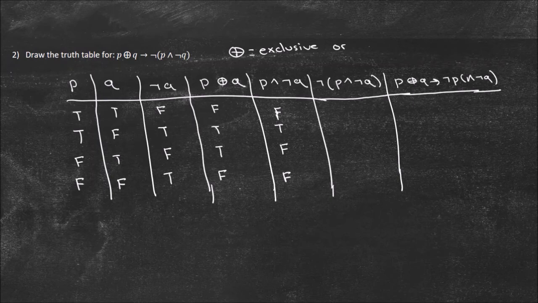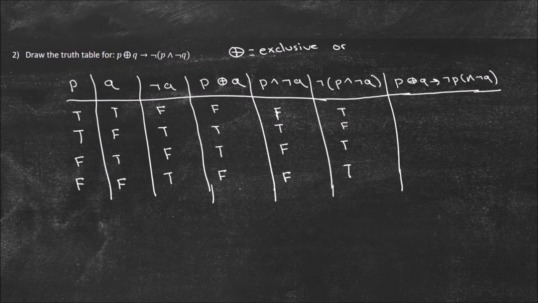But now we're doing the negation of that, so we're saying not (P and not Q). Well, that's going to be true every time that the other one was false. So now we have three of them that are true and one that's false. Again, because when we do negation, all we do is we take the opposite truth value of what we had before.